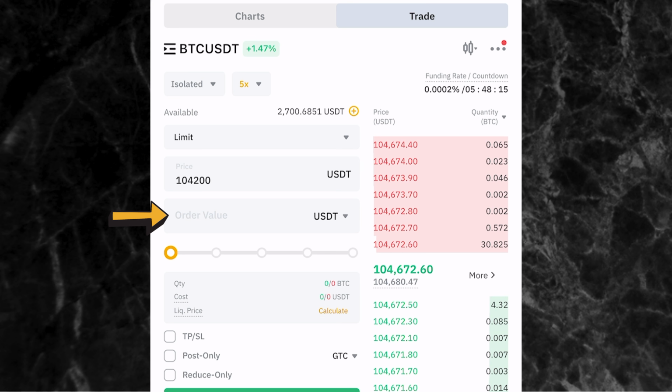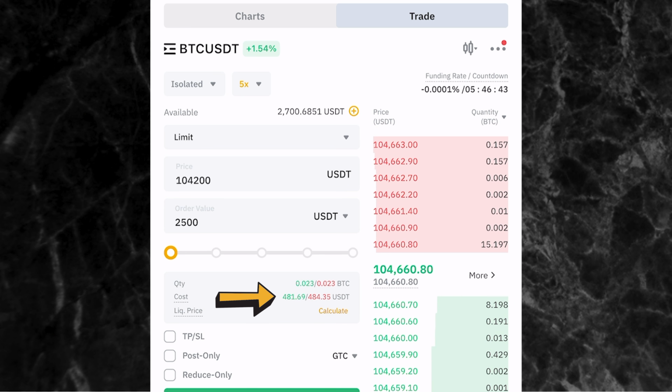Now the next thing is where you have this order value. Order value is where you enter the amount you want to use for that trade. Now let's say, for example, I want to enter this trade with $500. You don't just come here and enter $500 like that. The amount you want to enter right here, where the arrow is pointing to, is $500 multiplied by your leverage. Don't forget my leverage is 5x. So $500 multiplied by 5 is $2,500. So I'll come here where the arrow is pointing to and enter $2,500.